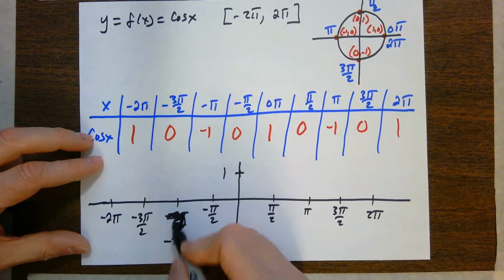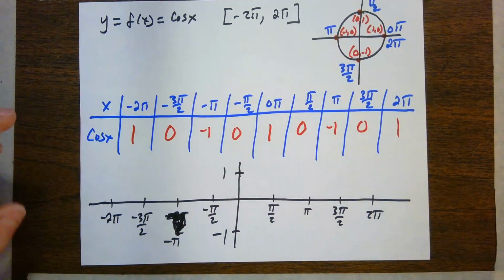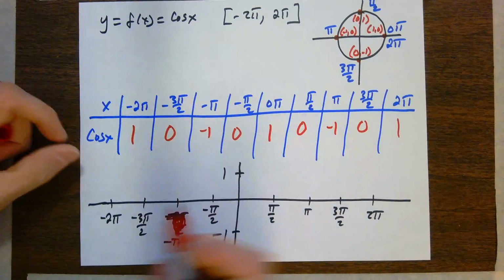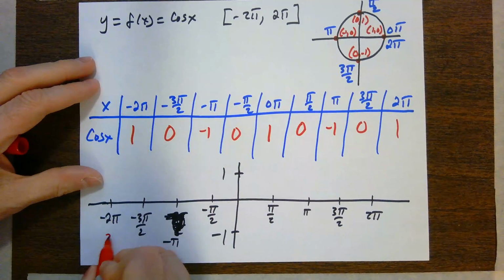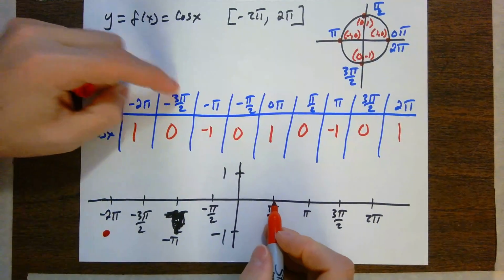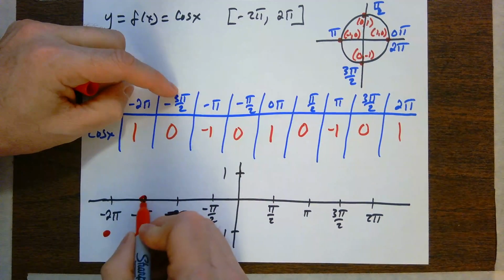I'm not going to stop the video and start again. I think we can handle this. All right, so let's see it. Negative 2 pi and negative 1. So there it is down here. At negative 3 pi over 2, it's 0.